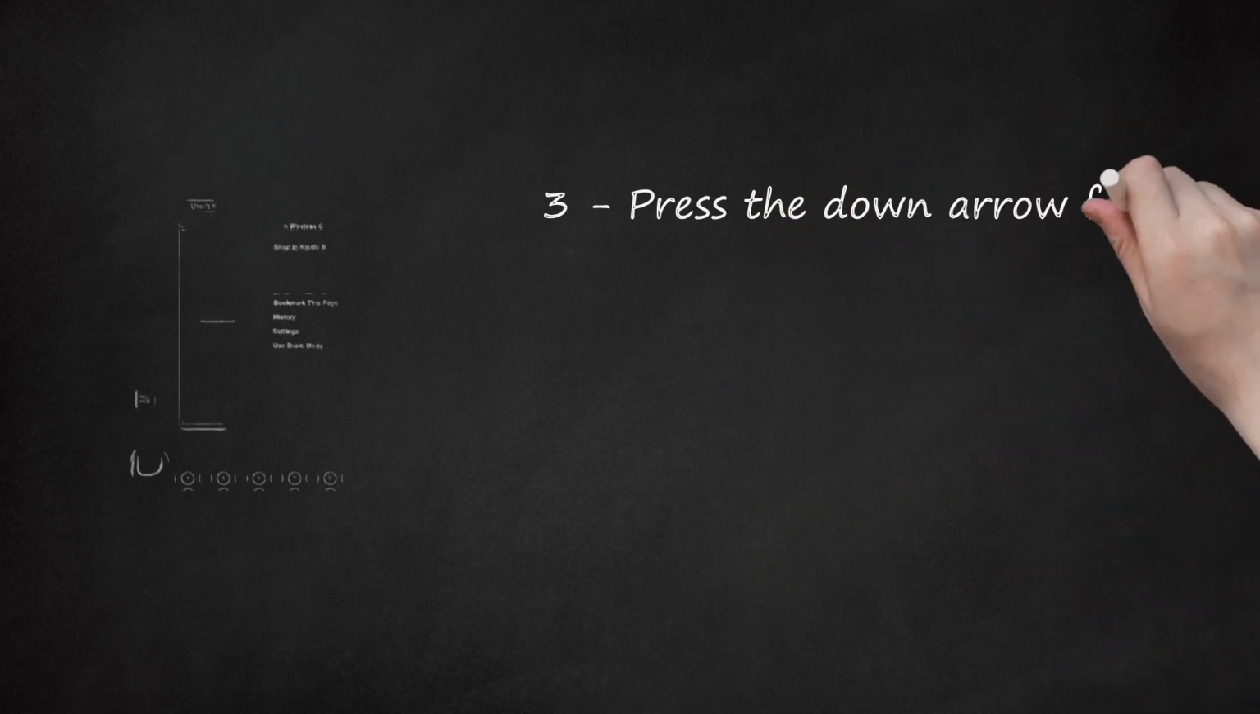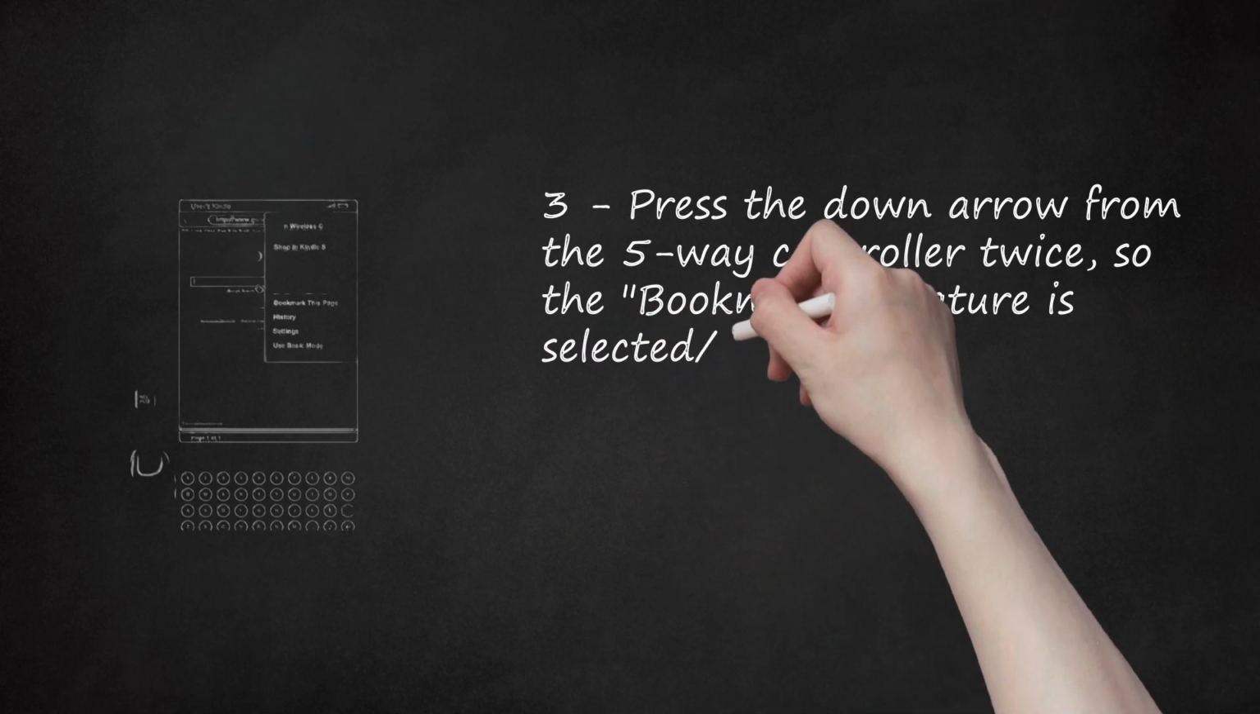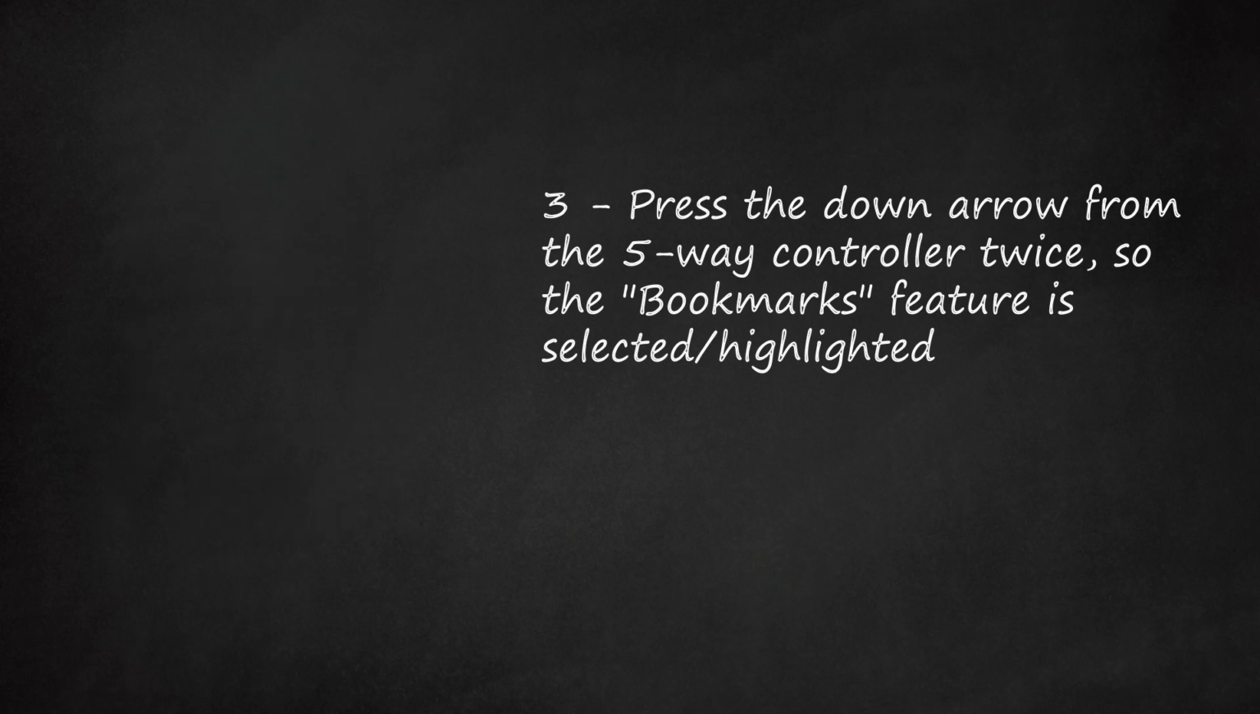3. Press the down arrow from the 5-way controller twice, so the bookmarks feature is selected, highlighted. Press the select button in the center of the controller when this option is highlighted.